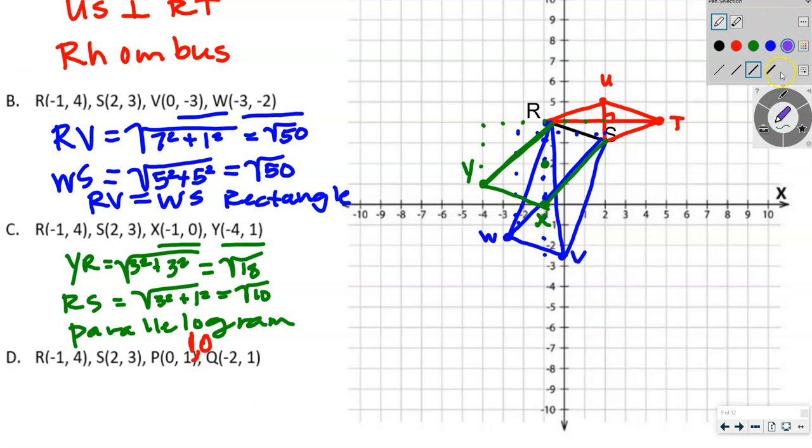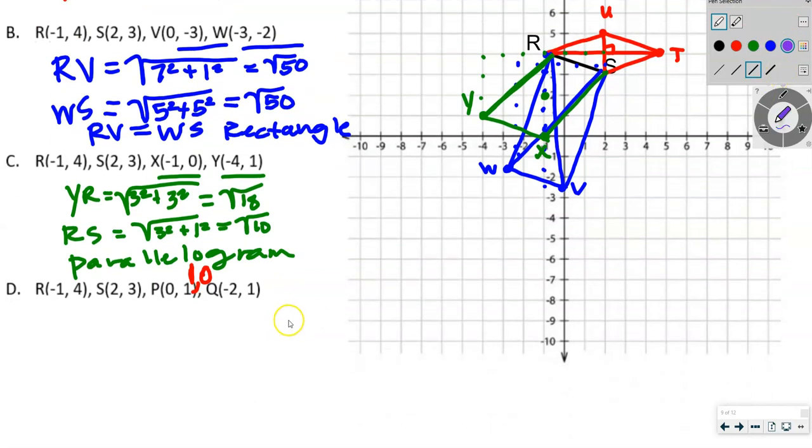We're going to go purple here for our last one, and we changed this to 1, 0. So again, we still have our RS, so we're going to go 1, 0. That's our P, and then we're going to go Q, -2, 1. -2, 1 is right there. There's our Q. So if we connect these, what shape do y'all think that is? Looks like a square to me too, but let's check.